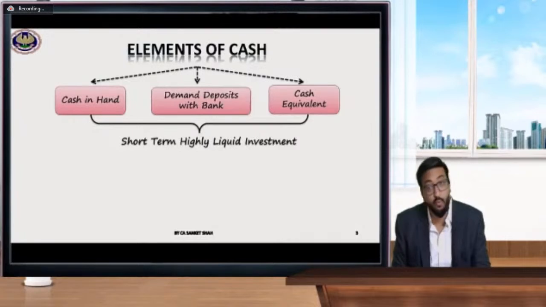So it is not 1 month also. It is very quickly realizable assets. Okay, realizable means you are getting cash from this. So this is highly liquid investment. ये याद रखना, आपको तुरंत आपका पैसा मिल जाएगा, उसको हम लोग बोलते हैं elements of cash. Okay, so write down these elements of cash: cash in hand, demand deposit with bank and cash equivalent, short term highly liquid investment. लिख लीजिए जल्दी से elements of cash.